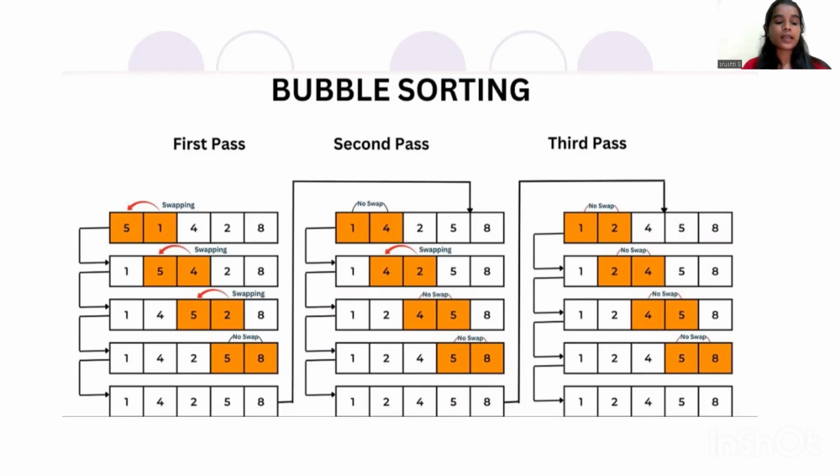Coming to the second pass, here also we need to push the largest element to the last index. While comparing 1 and 4, the larger element is 4, and here swapping is not required. Coming to the next step, 4 is greater than 2 and it should be swapped. And it continues until the array is sorted correctly. Then coming to the third pass, which is the last pass, swapping is not required as it is already sorted.